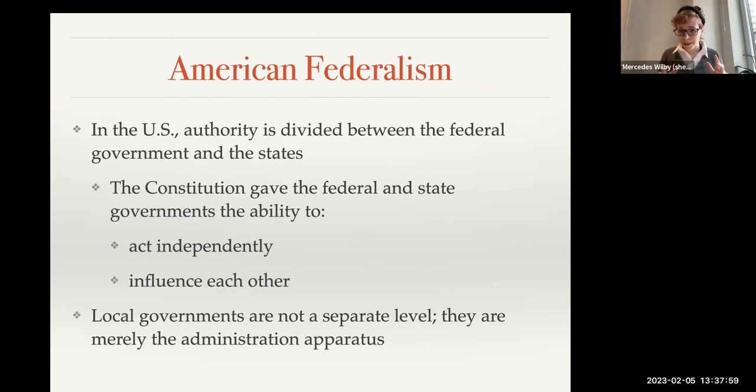Now, you'll notice some illustrations of this, including one that I give later on these slides, shows a lower level than the states. Local governments aren't a separate level in American federalism. They could theoretically be, but they are not in our American federalism, the way the Constitution implements it. Local governments are purely administrative. They don't actually have any of this national power and authority flowing from the Constitution.